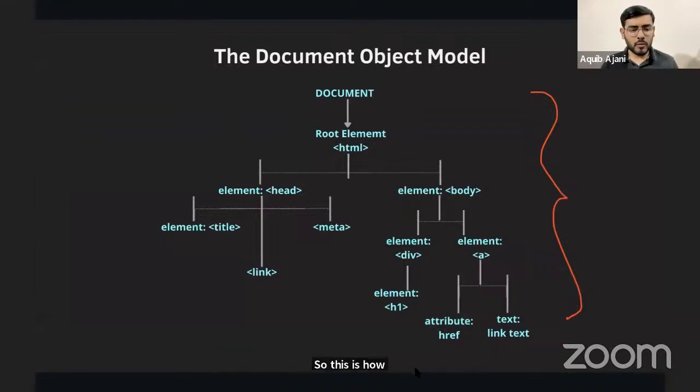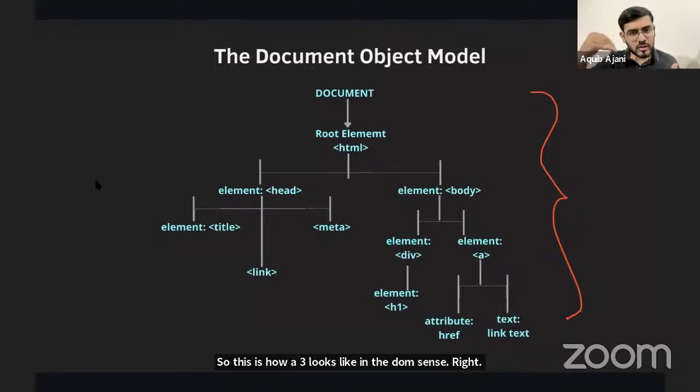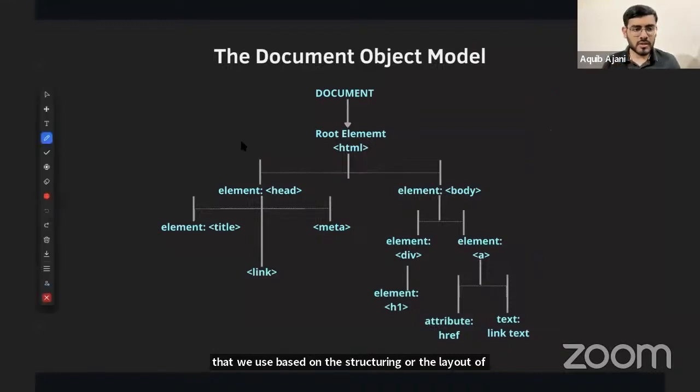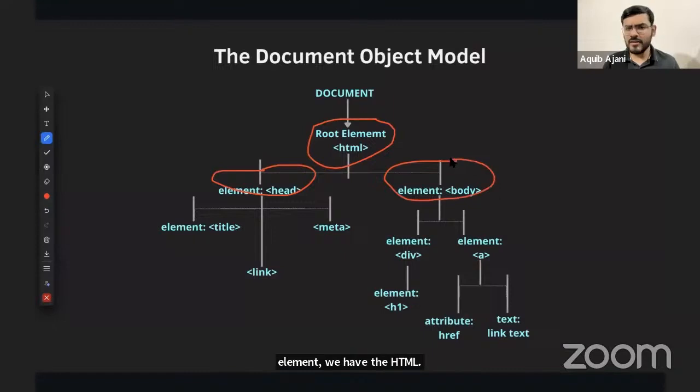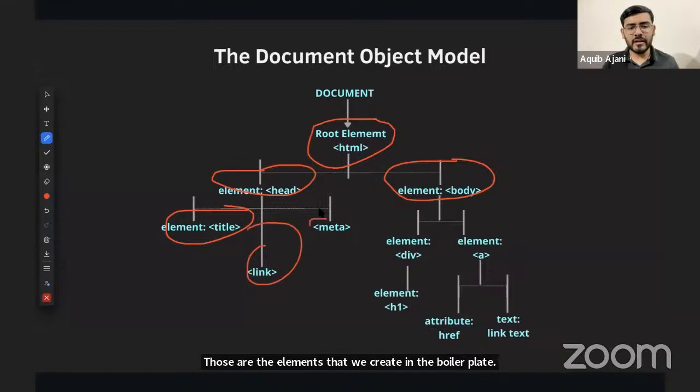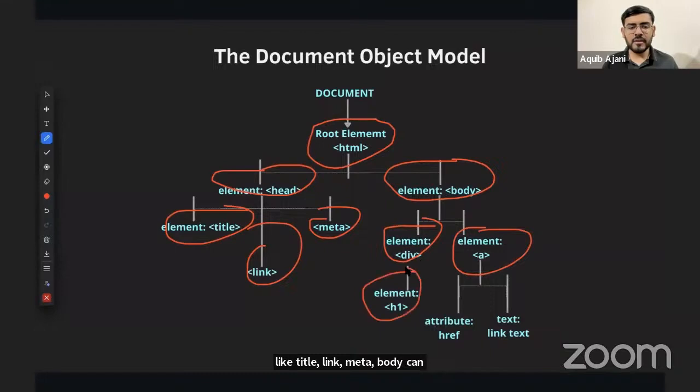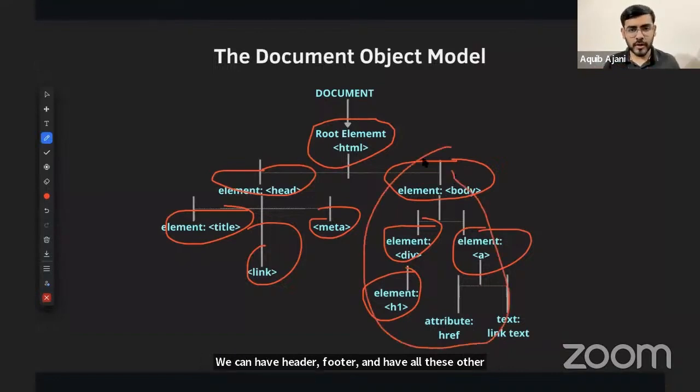Now, based on the HTML tags that we use, based on the structuring or the layout of the HTML tags, the browser creates a tree like you can see on the screen. At the root element, we have the HTML, that's the root of the tree. Then we have head and body, the elements that we create in the boilerplate. Head contains other elements like title, link, meta. Body can contain a div, it can contain an a tag. Then the div can further contain h1. We can have header, footer, nav, all these other sections. So this entire setup is done inside the body.